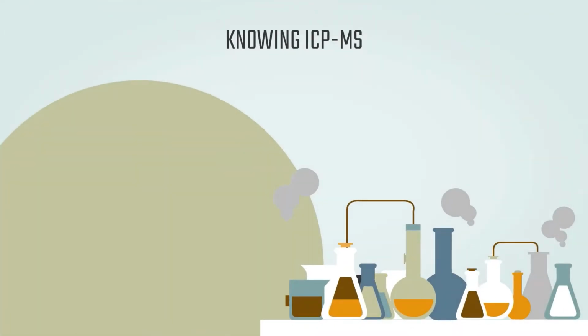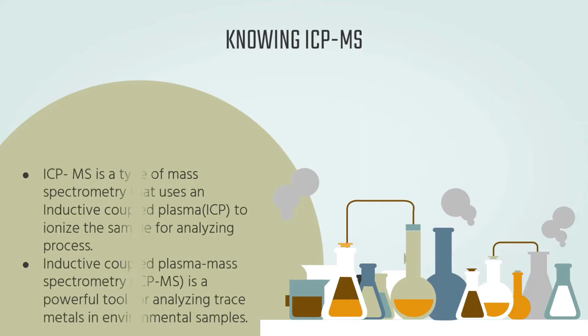Firstly, we need to know what ICP-MS is. ICP-MS is a type of mass spectrometry that uses an inductively coupled plasma, or ICP, to ionize the sample for the analyzing process. ICP-MS is also a very powerful tool for analyzing trace metals in environmental samples.